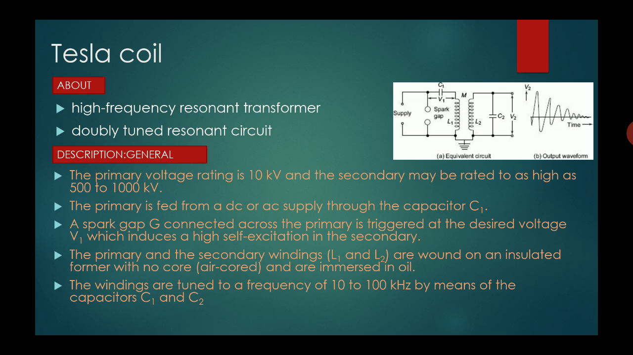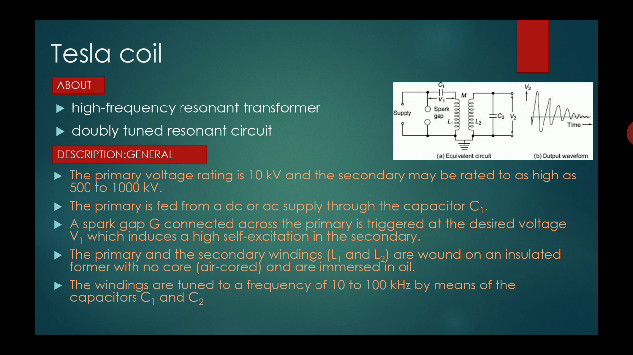One of the instruments for creating a high frequency high voltage is the Tesla coil. It is nothing but a high frequency resonant transformer, a doubly tuned resonance circuit. Remember, a resonant transformer or resonance system is one where the inductance and the capacitance cancel each other out at a particular frequency. So we'll go for the general description of the Tesla coil.